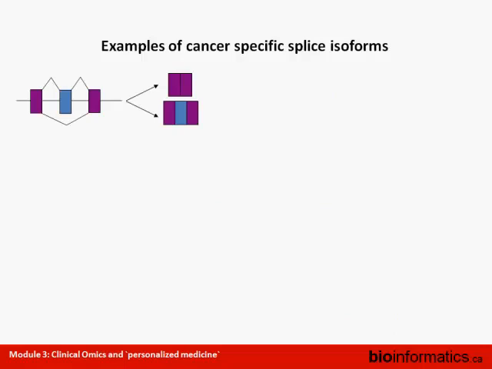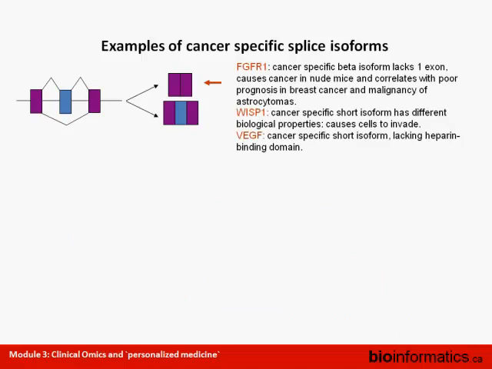Are there any examples of cancer-specific splice isoforms? And the answer is yes. There is a great number of different examples. Just to show you a few, this is the simplest scenario, where you have only one cassette exon. It's called a cassette exon when you have just one internal alternative exon, which can produce a short isoform and a long isoform. For this, we have an example of FGFR1, which has a cancer-specific isoform that lacks the alternative exon, and it's correlated with poor prognosis in breast cancer and malignancy of astrocytomas.